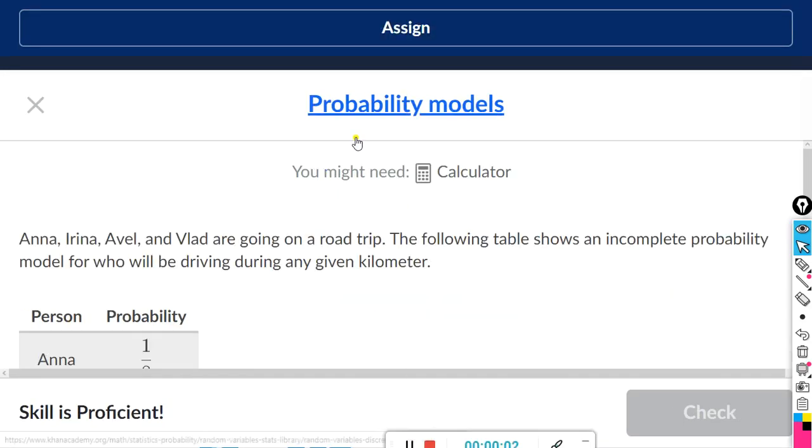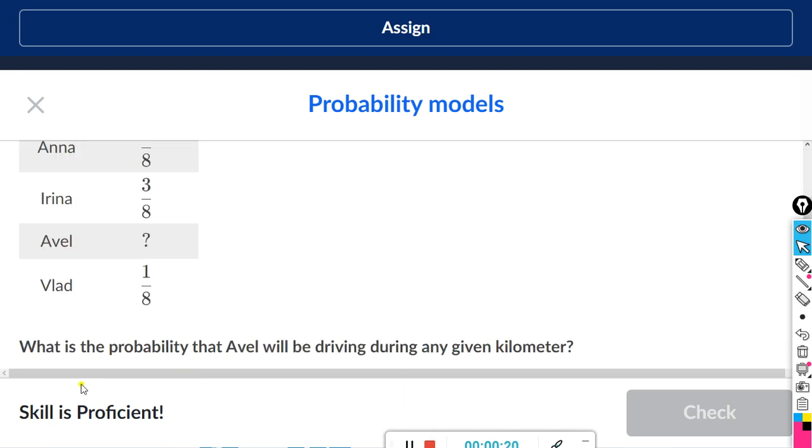This will be for the probability models. Anna, Irina, Avel, and Vlad are going on a road trip. The following table shows an incomplete probability model for who will be driving during any given kilometer. What is the probability that Avel will be driving during any given kilometer?